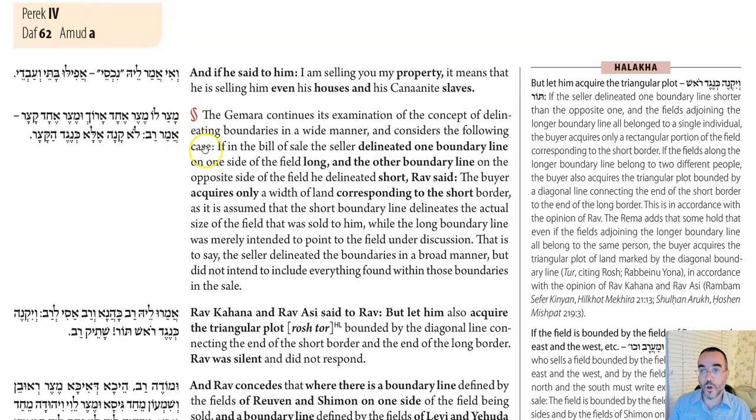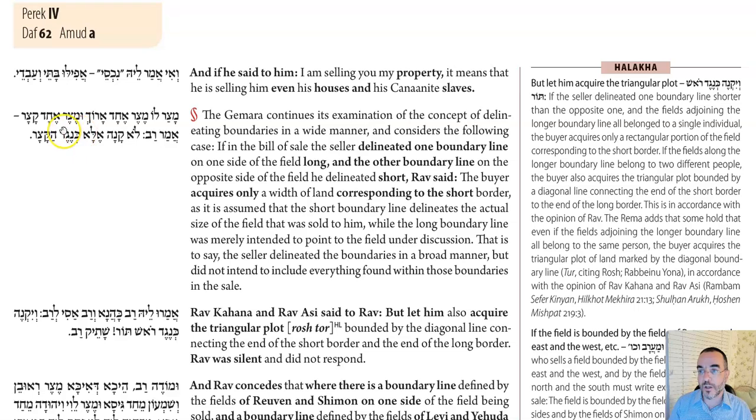Today we're going to need a whole bunch of diagrams because we're talking about cases where one person sells a field to another. But he mentions borders and the borders aren't so clear. And so we'll see a whole bunch of cases and how we figure out what he meant when he says these ambiguous borders. Here's case number one.